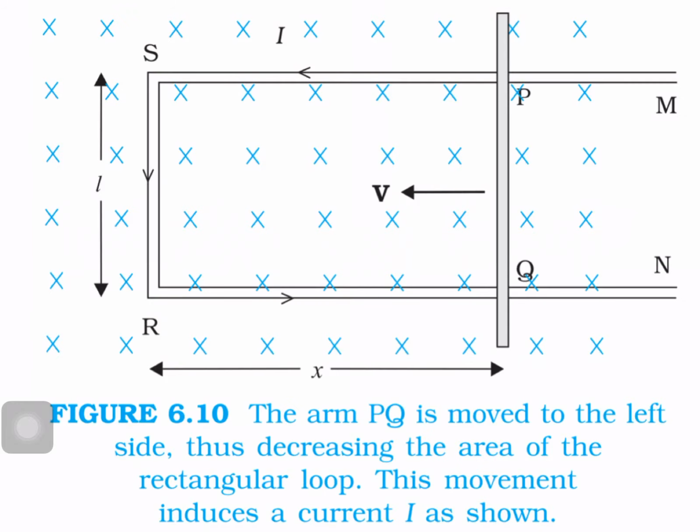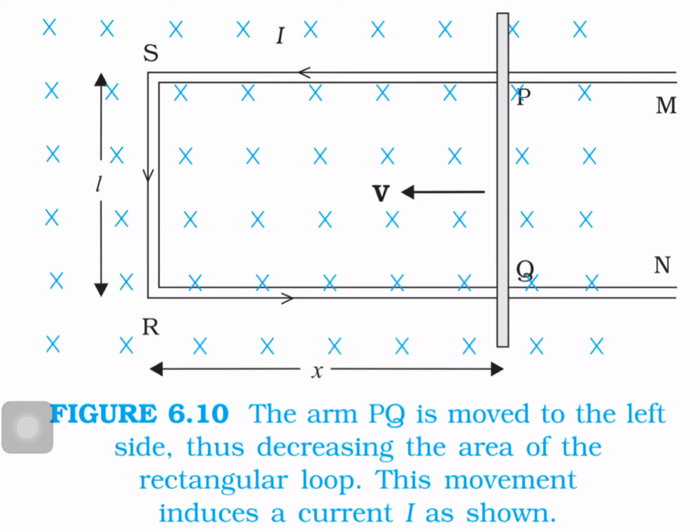Let us see the diagram. See the PQRS. PQRS is a conductor placed in a magnetic field which is perpendicular to the plane, where PQ is a sliding conductor that can move along the sides RS. That means it can move freely. There is no friction.